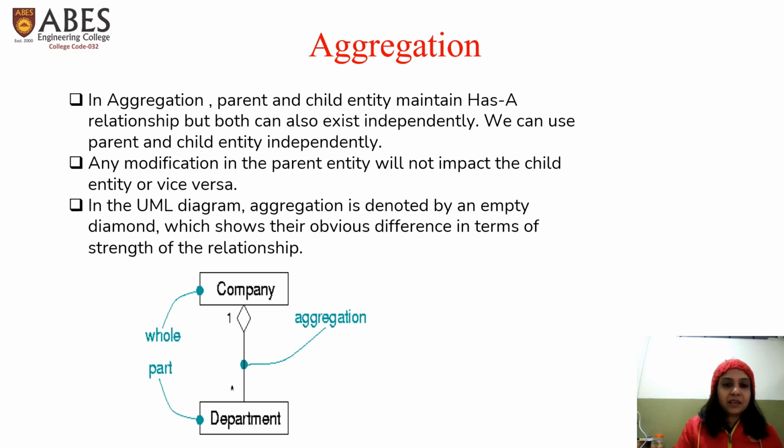Any modification in the parent entity will not impact the child entity or vice versa. In a UML diagram, aggregation is denoted by an empty diamond, which shows the obvious difference in terms of strength of the relationship. For example, if I'm having a company class and a second class, department, then the relationship between these two classes is a stronger form of association. So I will represent it with the help of aggregation. Although association also exists between these two classes, a deeper study will reveal it in the form of aggregation.